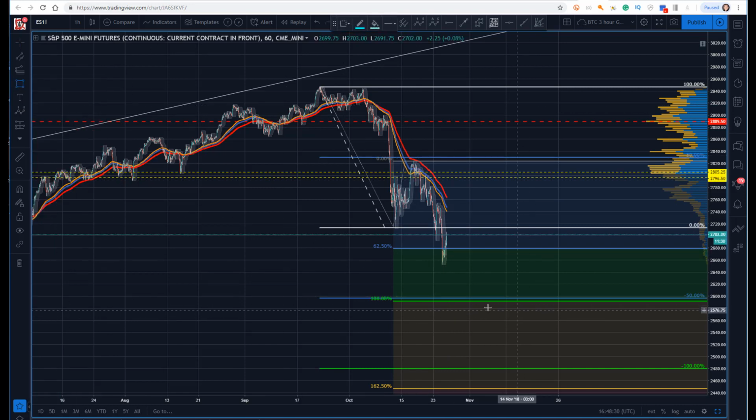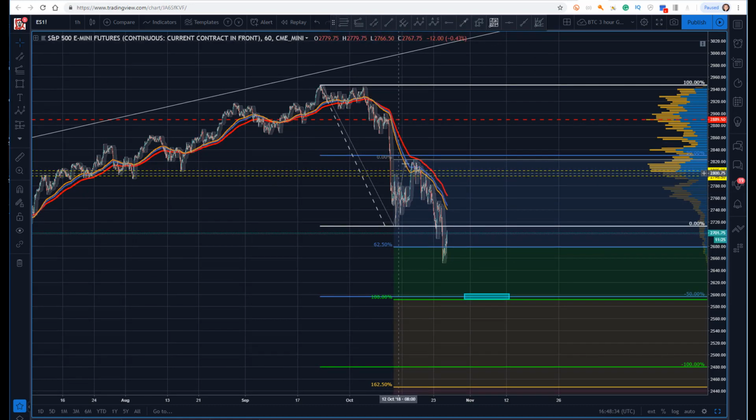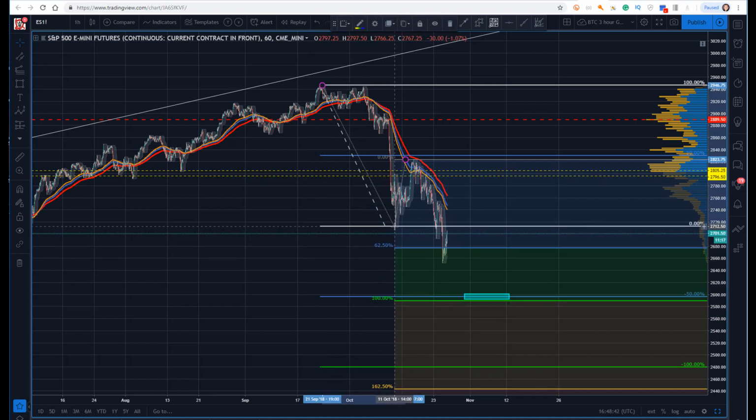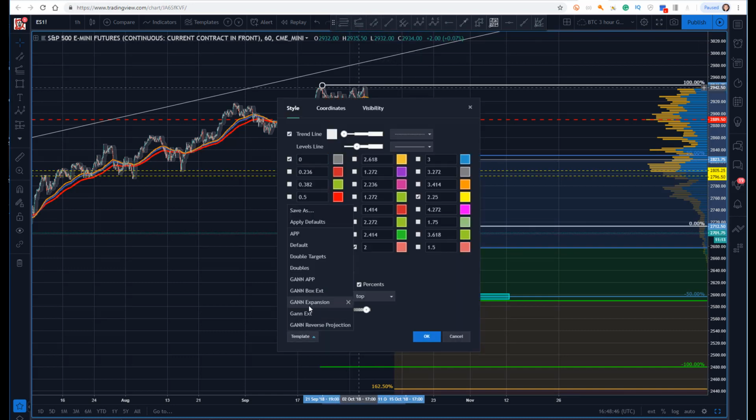So this would be a logical place to look for the next reaction, right? It's the expansion of the range projected from this pivot. Now, why does it stop here? Well, let me just change this so you can see what I'm doing here. So I'm going to change that to the Gann expansion.